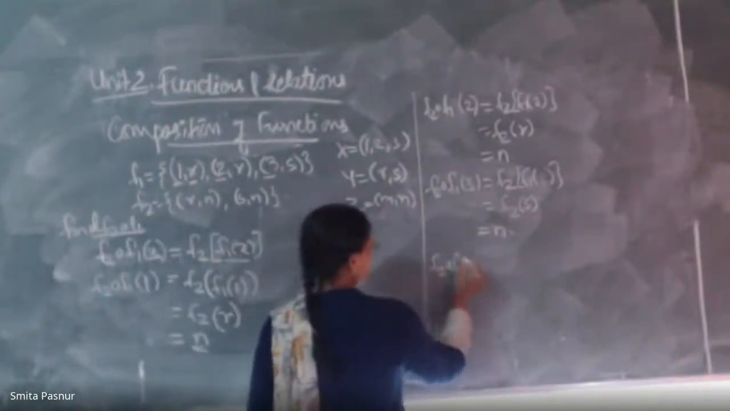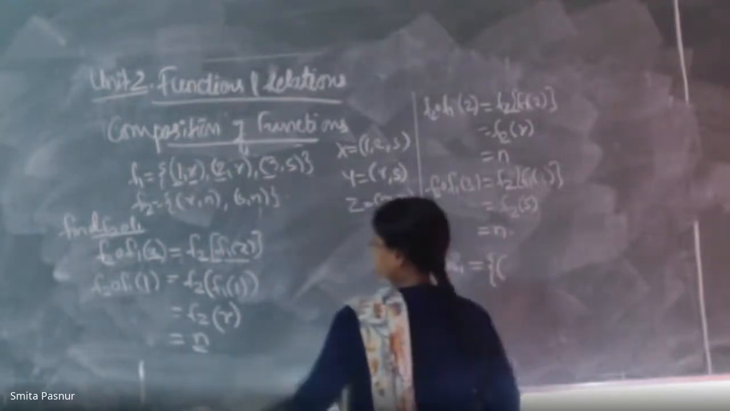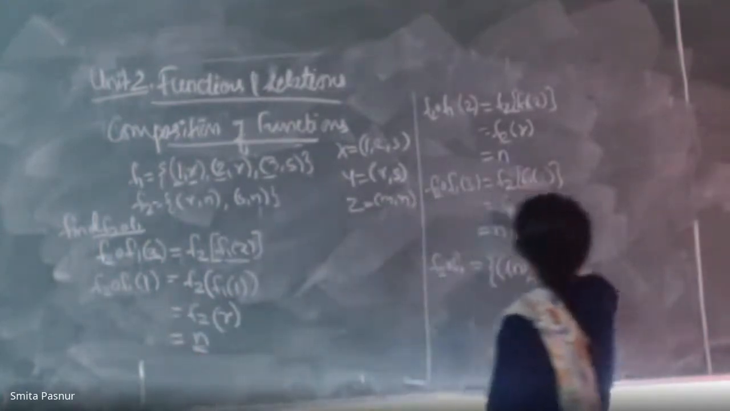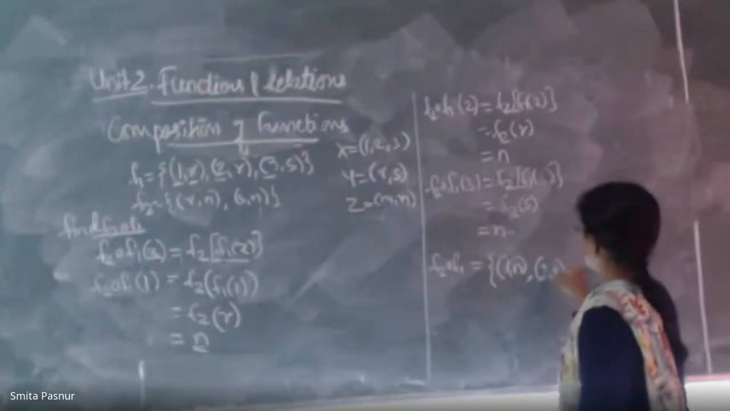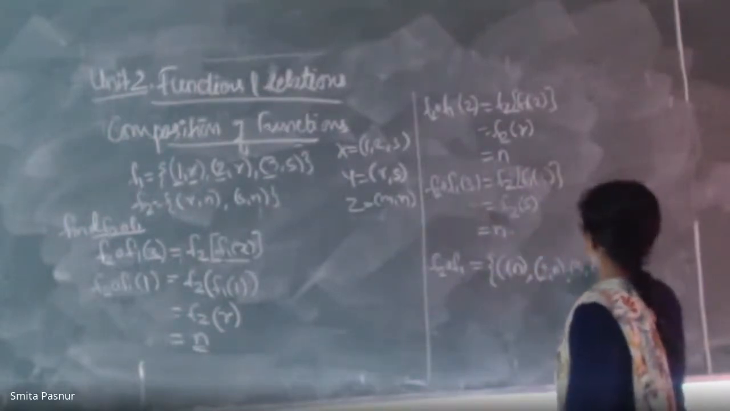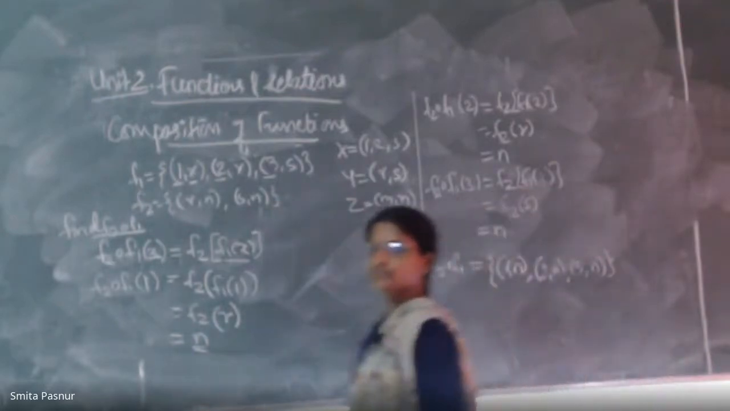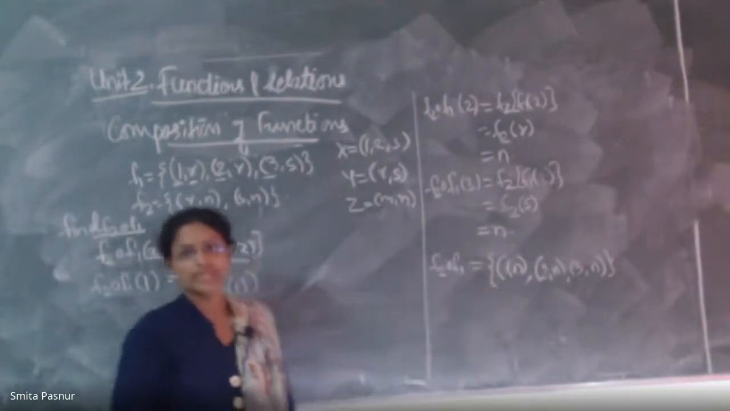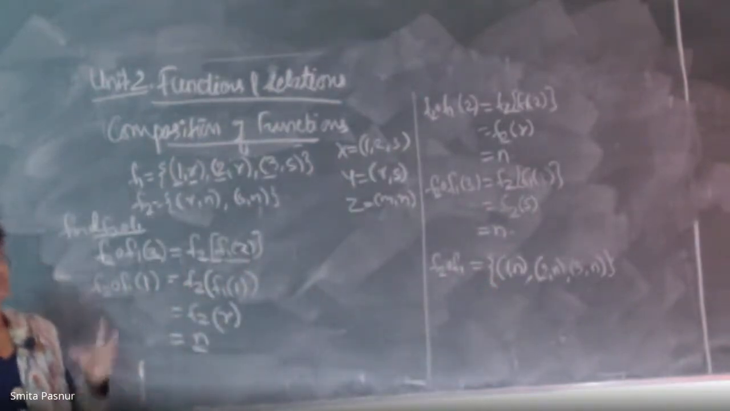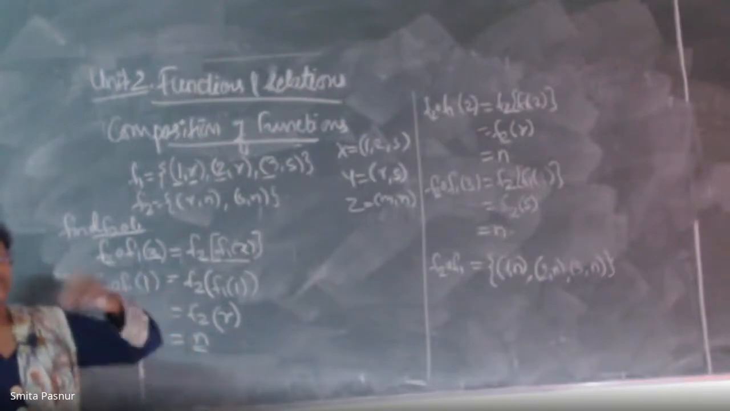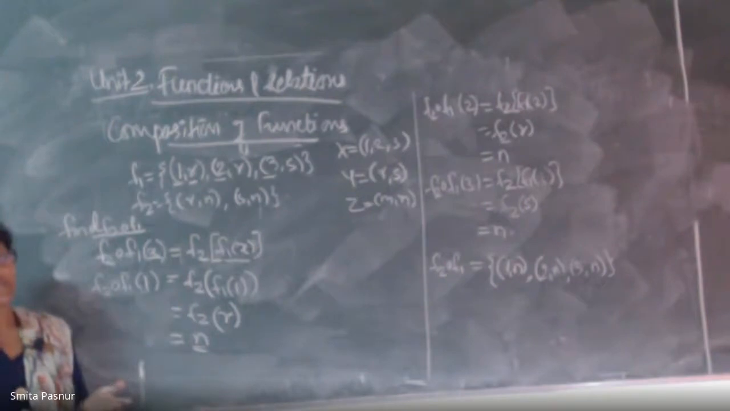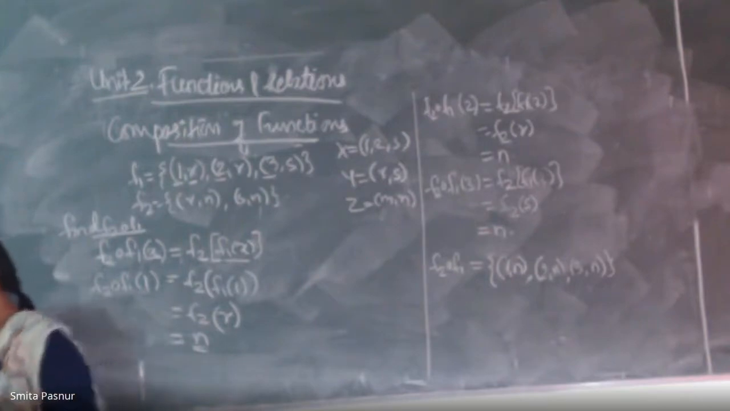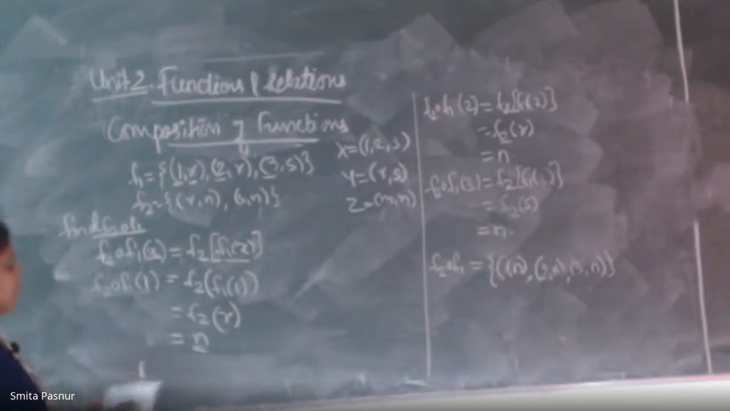F2 composition F1 is equal to, in brackets you have to write, what is the first here? 1 and here N is there. So write 1 comma N. Then second, 2 comma N. Then 3 comma N. So this is the answer you have to write. Got it? So F2 composition F1 is this output. Is that clear to all of you? This is how you have to solve the composition function. The output of one function is provided as input to the second function, and we are getting the answer in such a way. Is that clear? Fine. One more example we will see of functions.